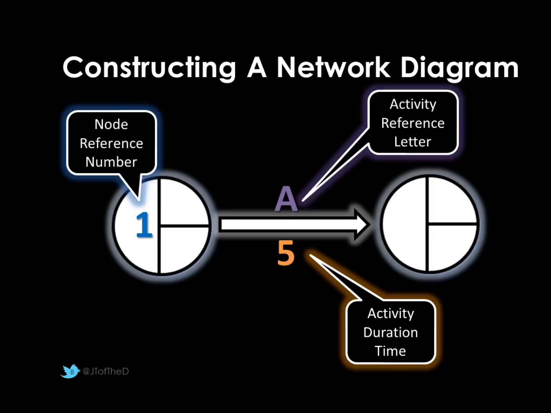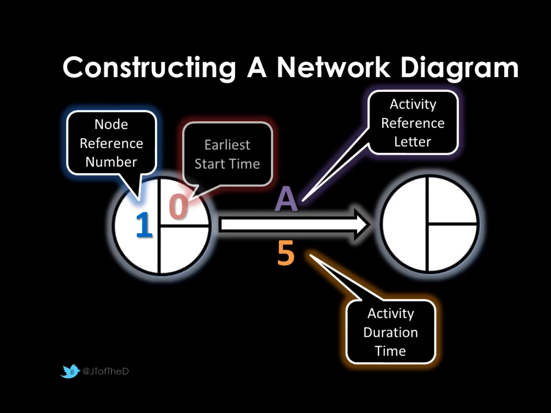The circles as mentioned are nodes, so nodes are our start points and our finish points, and they have a reference number. We're never going to use this for calculation. We may as well write ONE for 1 rather than the digit number 1. So that's our first half of the node.